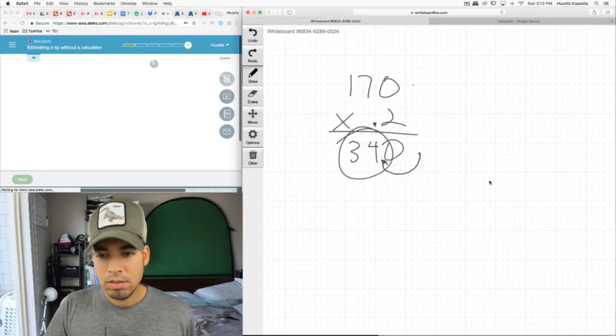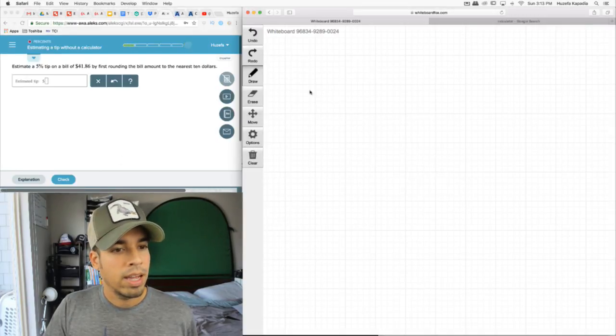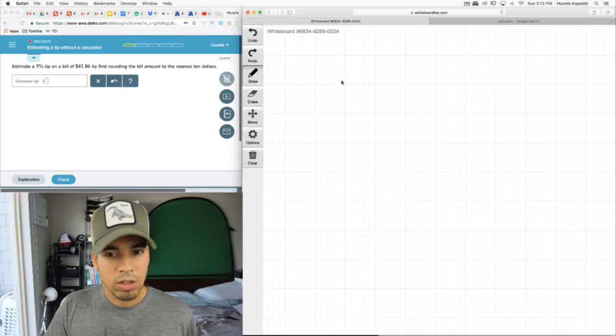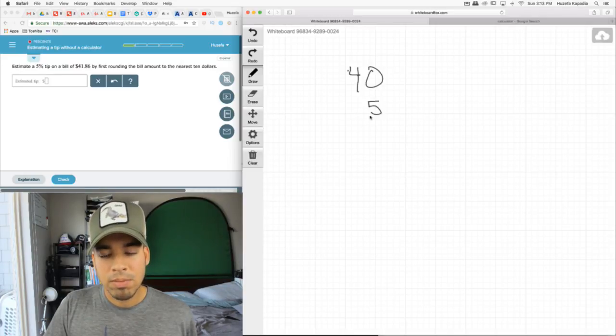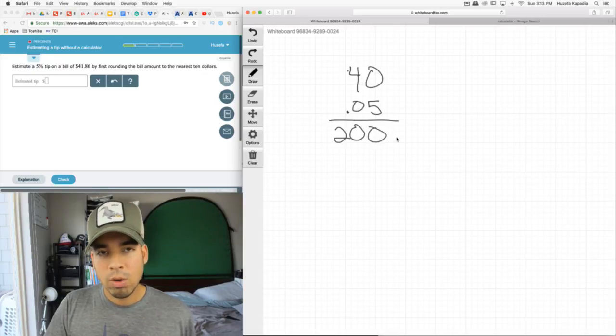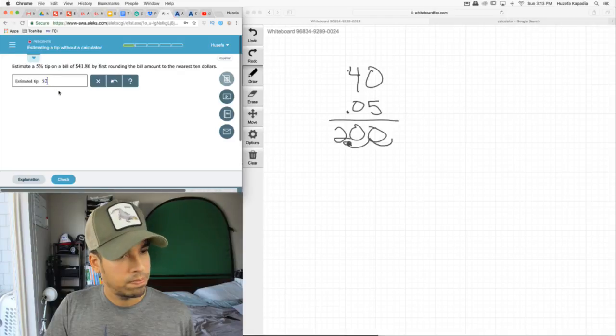Next, I'm going to turn this to the nearest $10, so it's really close to 40, not 50. So we're going to say it's 40. Now we do 5%, right? So it's the same deal here. Multiply it by 5, which is 200. But in this case, since it's 0.05, we'd have to move the decimal 2 spots to the left. Okay, not 1 spot, 2 spots to the left, and it's $2.